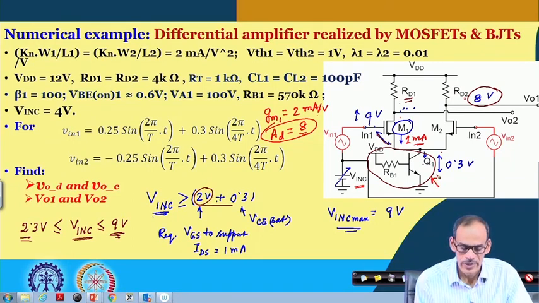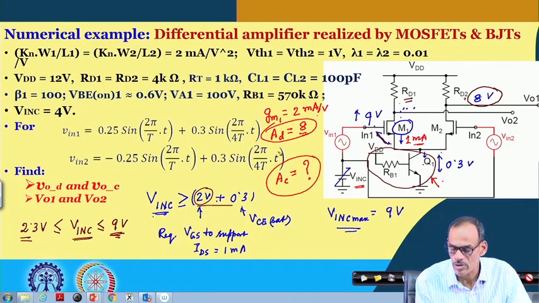The biggest advantage of having this tail resistor, which we are yet to discuss, is the corresponding common mode gain. In fact, let us try to see what the corresponding common mode gain is.